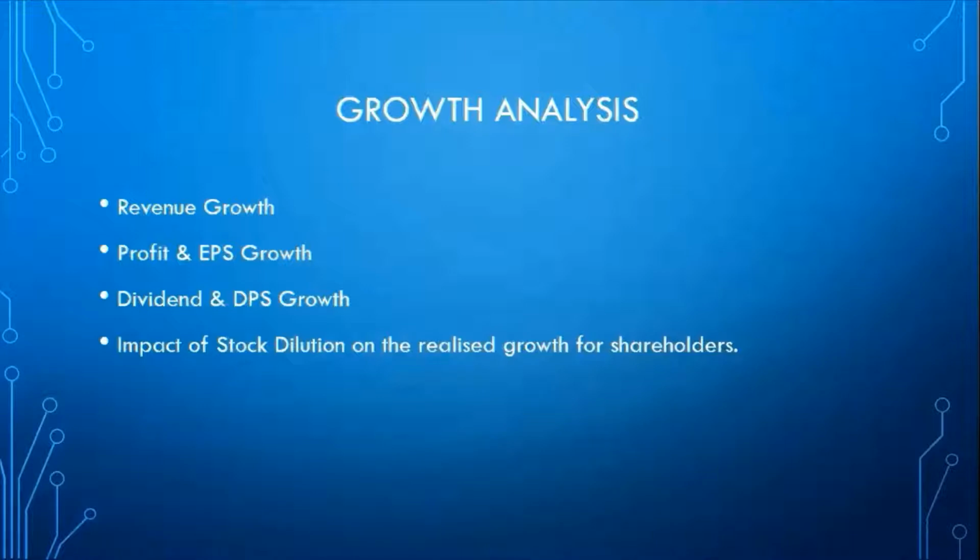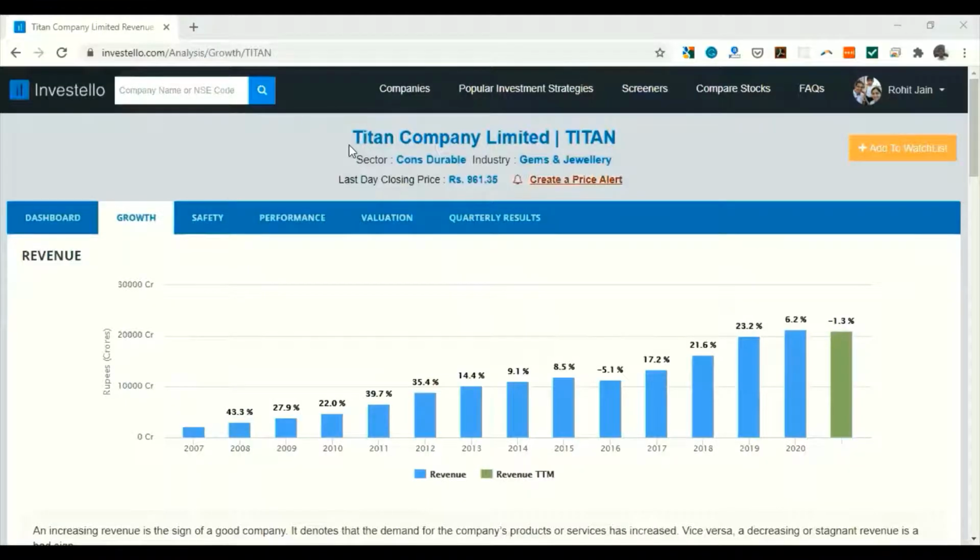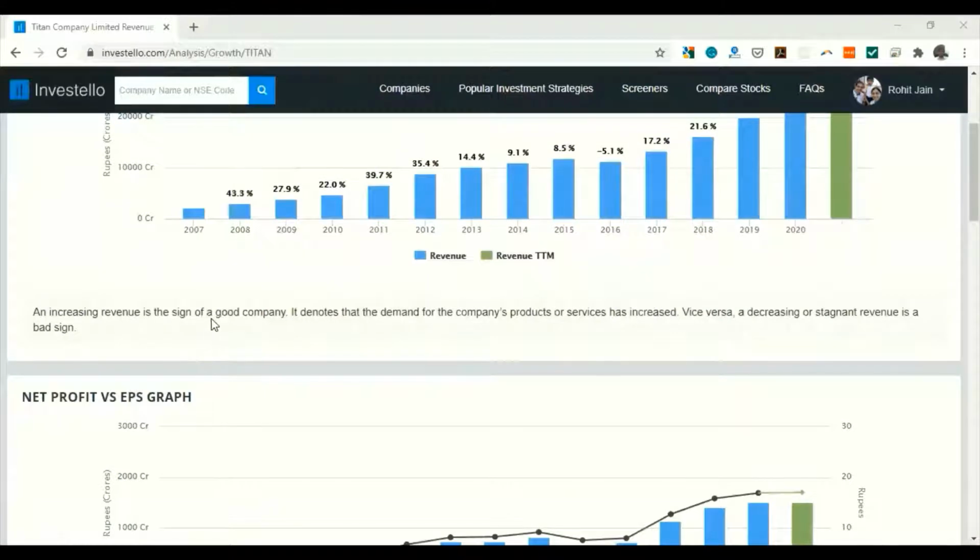I will now present the growth analysis of Titan. Let's begin the growth analysis of Titan. First of all, we look at the revenue graph. In 2007, the revenue of Titan was rupees 2090.65 crores. In the last 13 years, it has grown by more than 10 times. If we look at the data of the year 2020, it is rupees 21,204.86 crores. So this is more than 10 times in 13 years. So this is a nice growth.